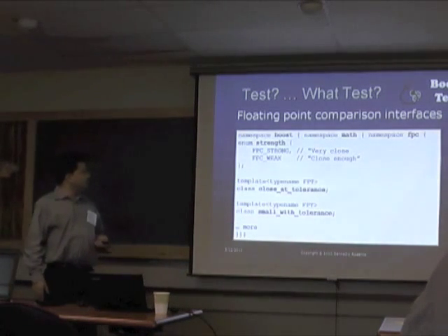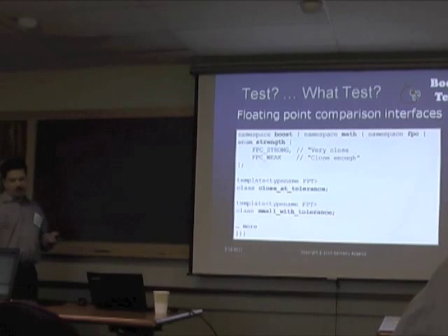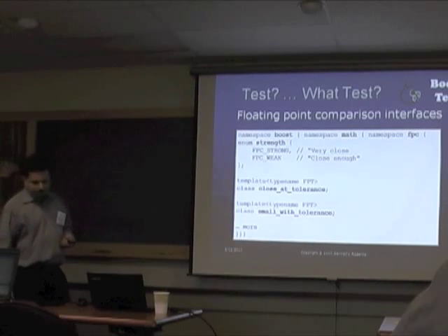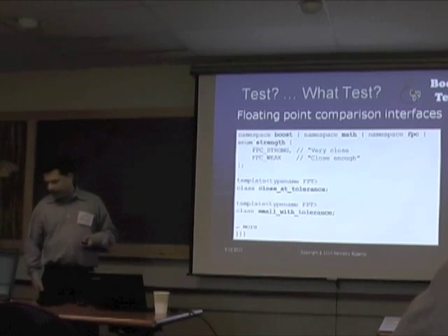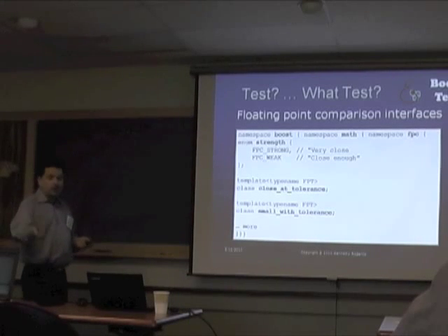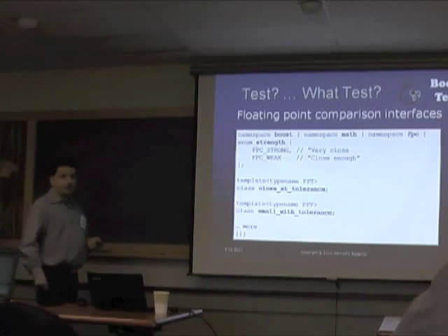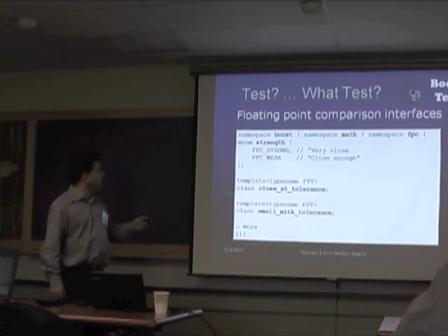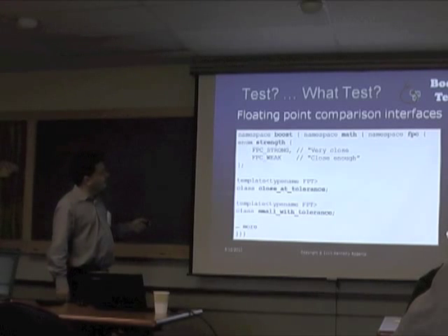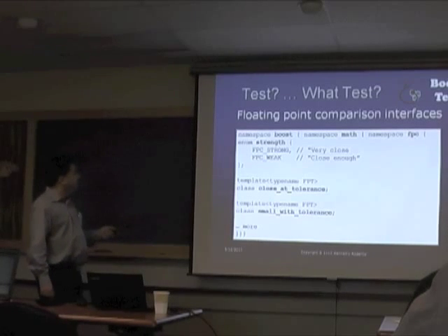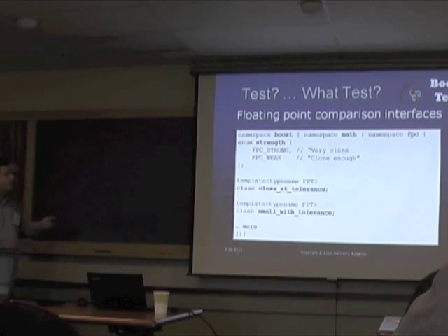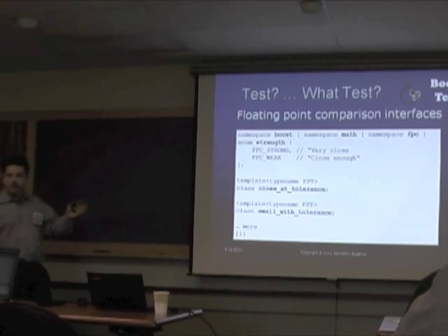So the interface I've put is the same. There was a post recently on the mailing list from someone doing a similar effort, and he did it under mass, so I also put it under the mass FPC namespace. So there's one enum, which specifies the strength of the comparison.